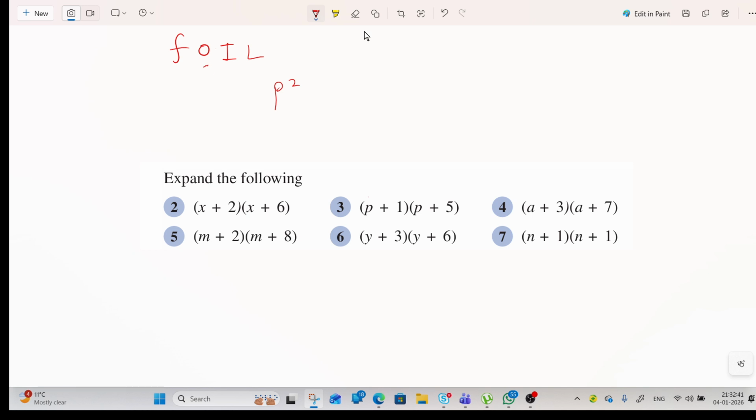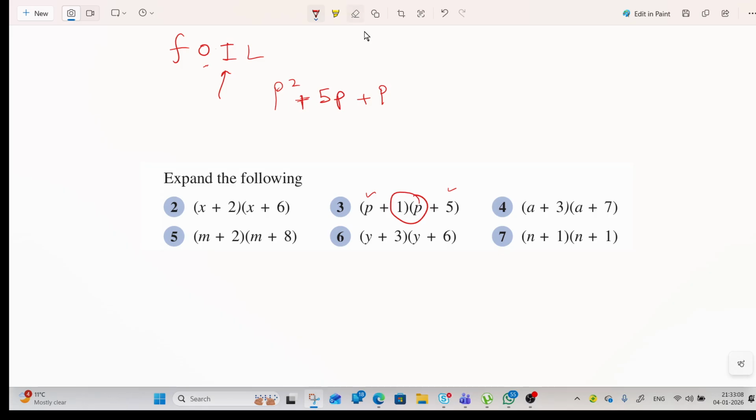Now, second, outer terms. Outer means this and this, right? So how much is that? 1p times 5 is 5p. Very good. Then inner terms. Inner are these two, right? 1p. Yeah, or for 1p you can just write p also.